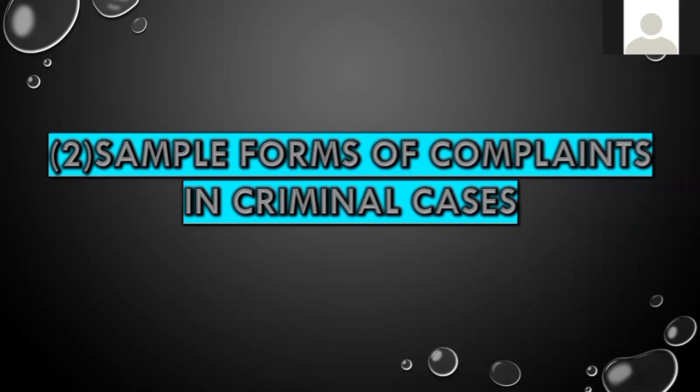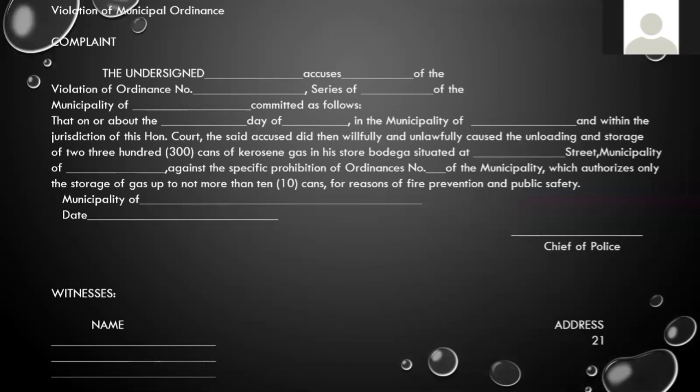Two sample forms of complainants in the criminal case. Yung dito po ilalagay nyo sa there are signant, kunyari po si Roman Igay, sa use of the violation of ordinance number, lalagay nyo po yung pinaka parang number.